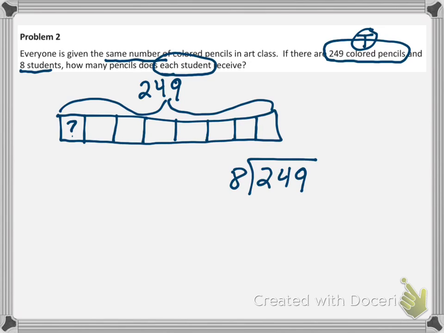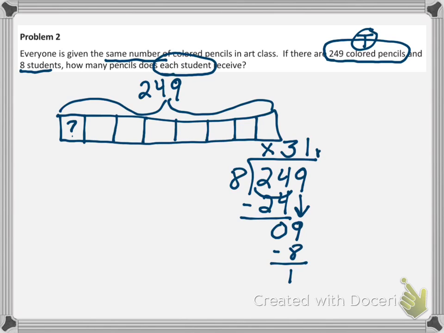8 can't go into 2, so we're going to put an X. But then 24. We've got 24 tens. How many times can 8 go into 24? Well, that can go 3 times. 3 times 8 is 24, and then we're going to subtract, and we're left with 0 tens. We used them up. We bring down the 9. We have 9 ones. 8 goes into 9 once. 1 times 8 is 8. And we have a remainder of 1.